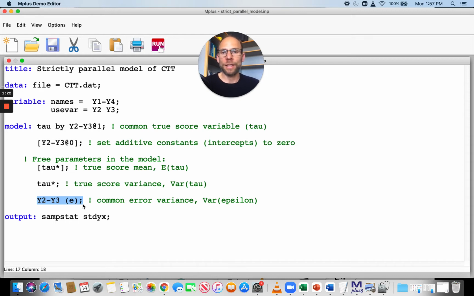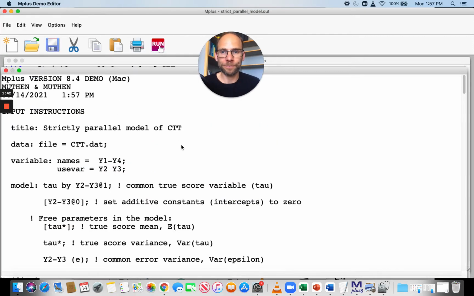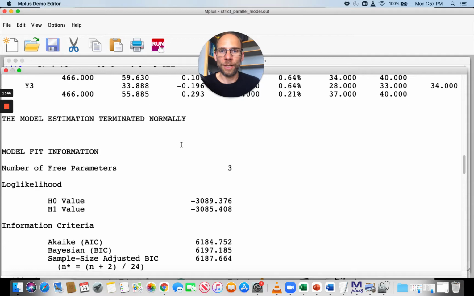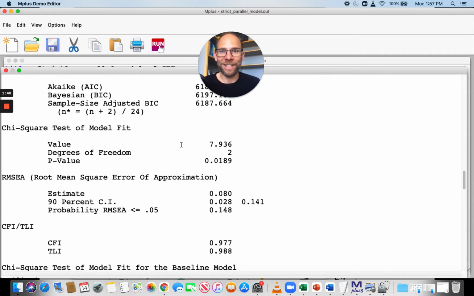So this model is the most simplistic model of classical test theory, where we only estimate 3 parameters: the common mean, the common true score variance, and the common error variance, regardless of how many observed variables we have. Now let's take a look at the output for the strictly parallel model for these 2 variables, to see if it fits. And obviously, I want to show you that it doesn't fit, and here you can see that.